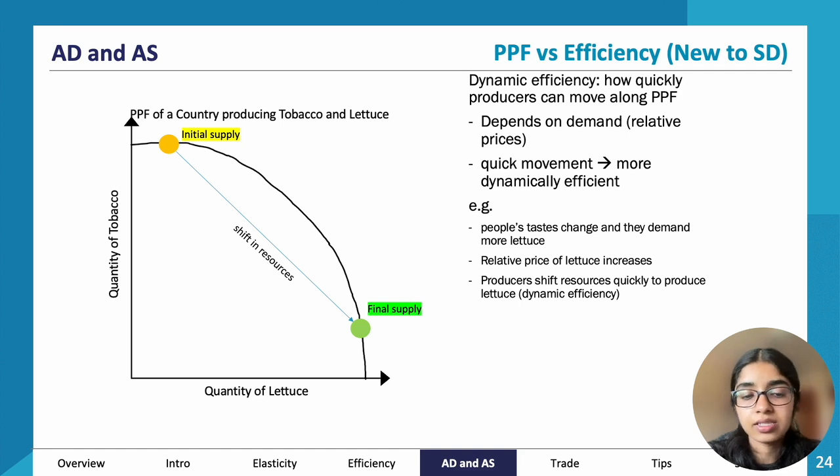Dynamic efficiency is when producers are able to recognize that the demand for tobacco has changed and there is now more demand for lettuce, and they shift the resources that they already have into producing lettuce instead. So that's where we achieve dynamic efficiency. So it's related to 2 points on the PPF and moving from one point to another point.